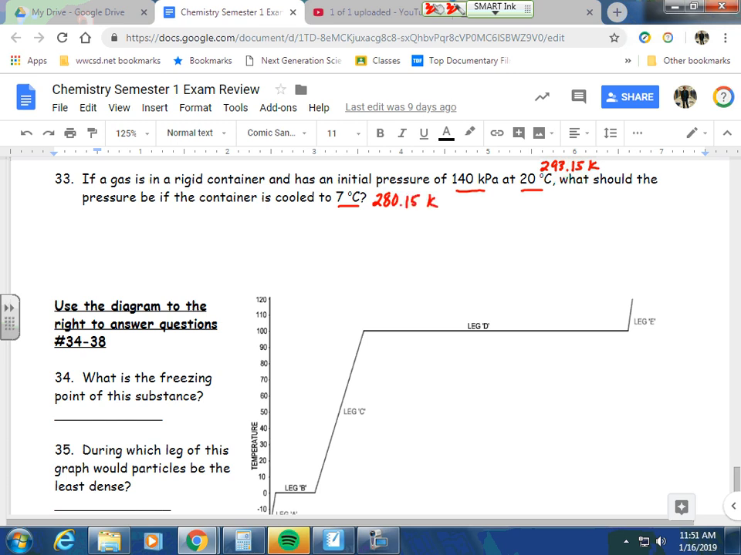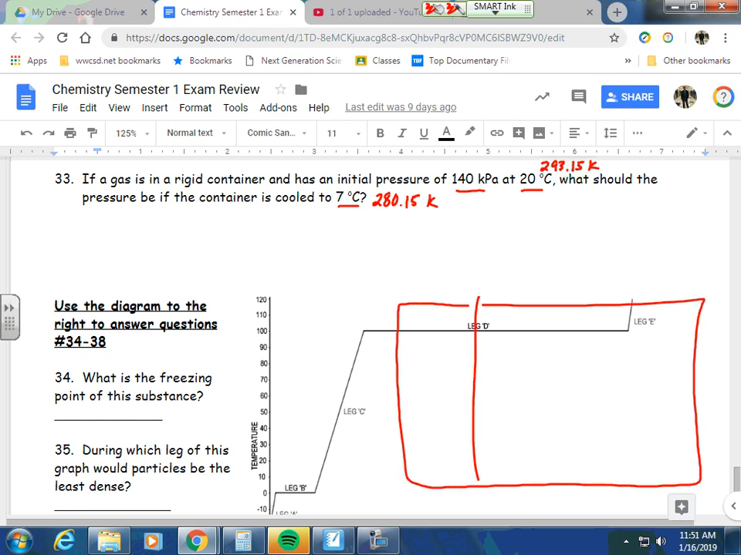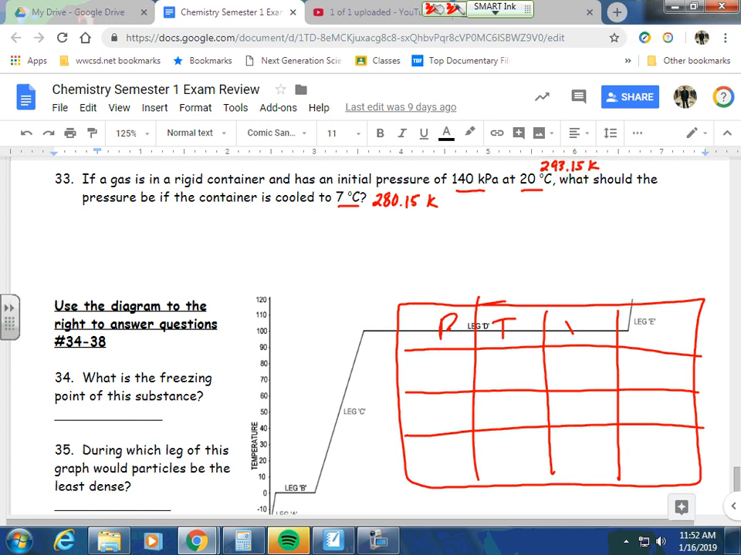All right. IFE chart. Go. Rate, pressure, temperature, volume, amount of gas, I, F, E. All right, so I've got a temperature. I've got two values for temperature. This is going to be my initial, what I'm starting with. So I started at 293.15 Kelvin. I'm cooling it to 280.15 Kelvin. So the temperature is going down.